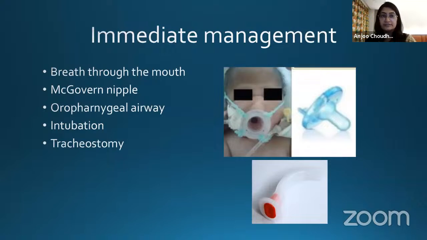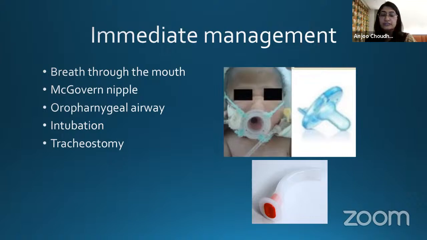The immediate management, as I said, should be that we should be able to make the child breathe through the mouth. So there's this McGovern nipple, or a very easy thing is to make any nipple which we can cut and tie around the patient's mouth. The patient will be able to breathe temporarily through the oral cavity. So this will tide away the immediate crisis. You can also use an oropharyngeal airway, and of course, intubation may be needed.